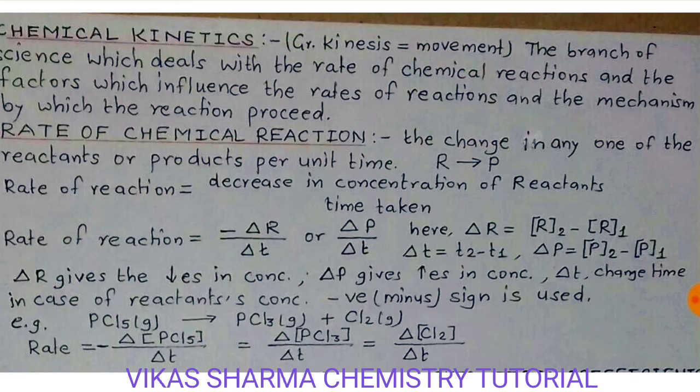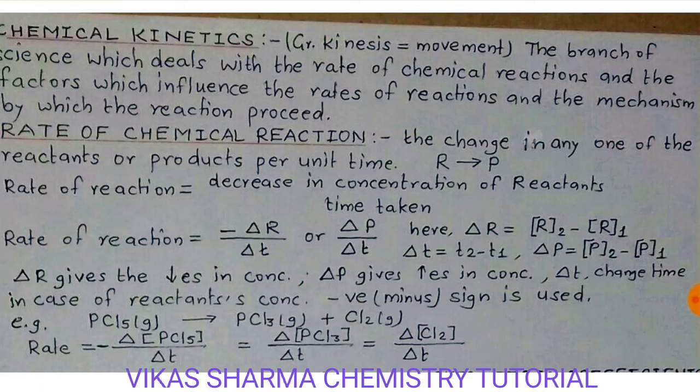Here delta means the change, and delta T means the change in time, which is a positive value. For the product, the value is increased, so the rate is delta P divided by delta T. Here delta R is equal to R2 minus R1. R2 means the final concentration of a reactant and R1 means the initial concentration of a reactant. Delta T is T2 minus T1, where T2 means final time and T1 means initial time.